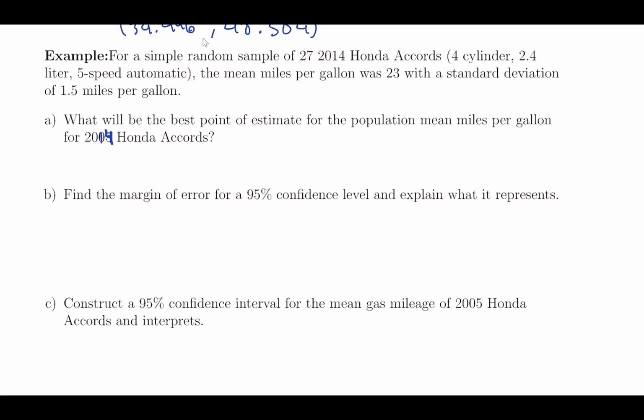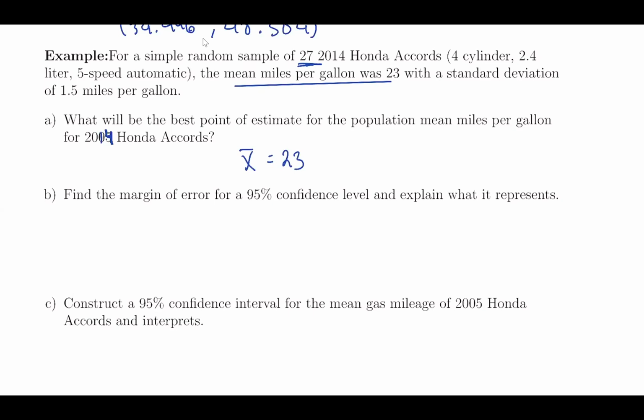So it says, what would be the best point estimate? We don't know the population mean miles per gallon for this car, but what would be the best point estimate for it? 23. Yeah, 23. Thank you. We get 23 because if you look right here, it says the mean miles per gallon of these 27 2014 Honda Accords is 23 miles per gallon. So that's why we're getting that 23.